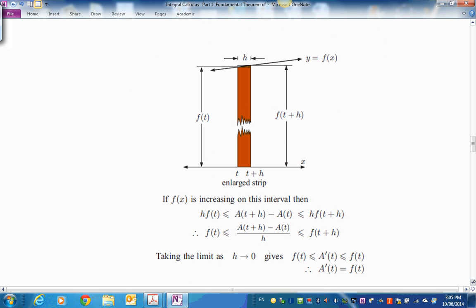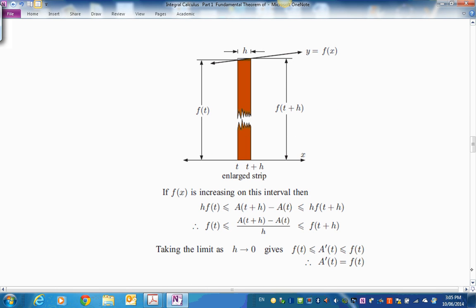Well, let's expand it a bit and have a look at this. And this is really interesting stuff. So the width here of our rectangle is h. So, and we've taken an increasing function. You can do it if the function is decreasing as well. The inequality just goes around the other way. So let's have a look now.